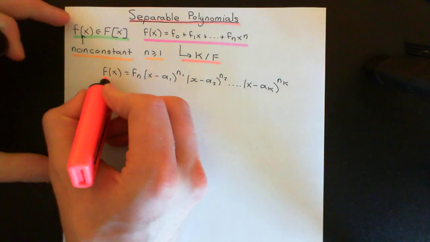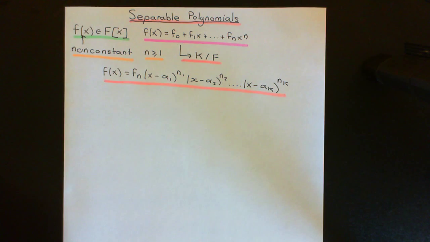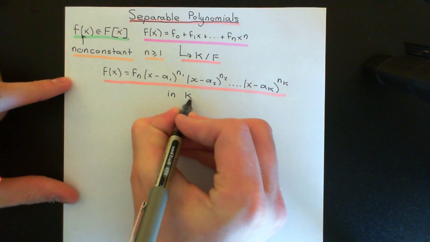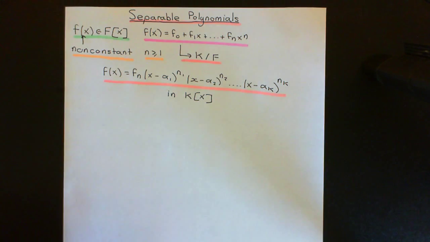So we can write our polynomial f of x in this way in the ring of polynomials over the field capital K, over the splitting field. You can write this statement in the ring of polynomials over the splitting field capital K.